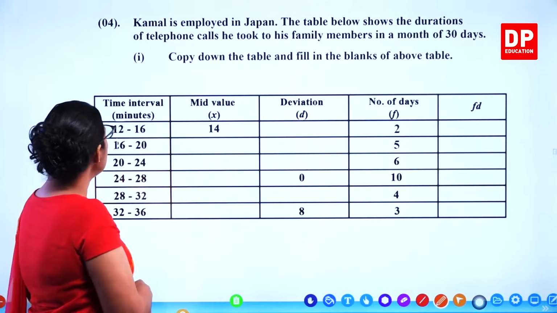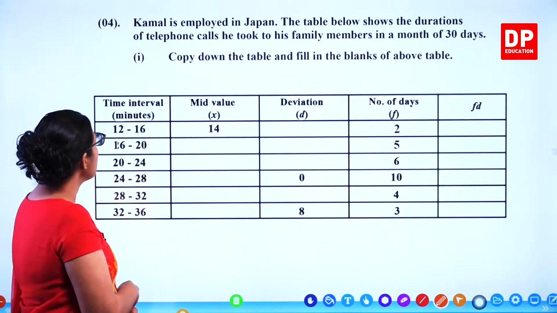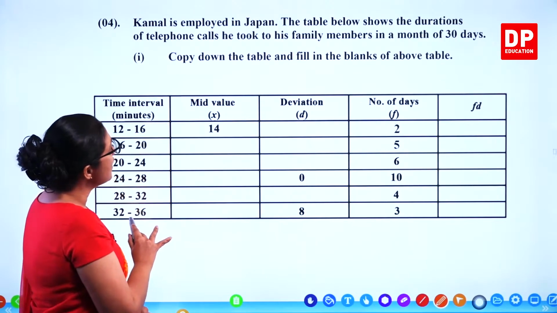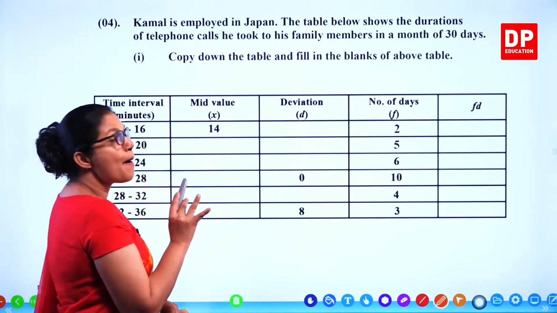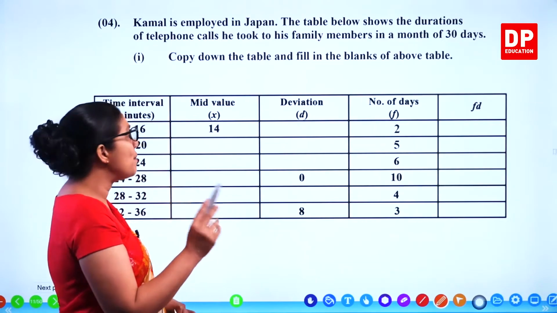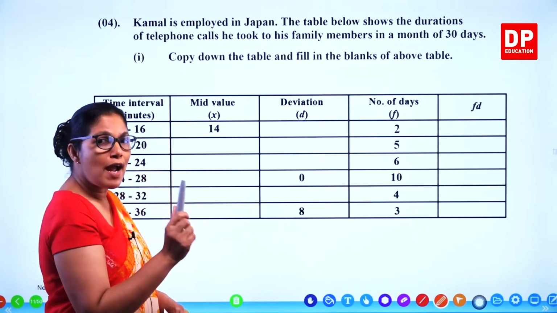So the time interval is given in minutes. So these are boundaries given and you are asked to find the mid value. So how do you find the mid value? You add and divide by 2.